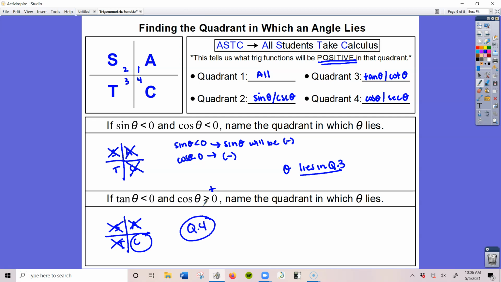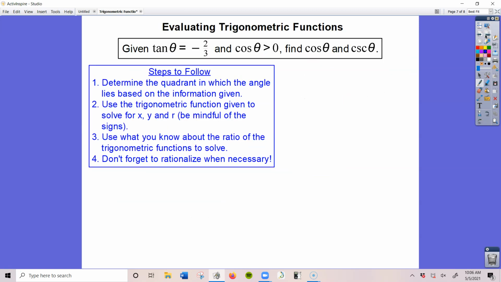Now let's see how we can apply all of this information. Here we are given that tangent of theta is equal to negative 2 over 3, and cosine of theta is greater than 0. We're going to solve here for cosine and for cosecant. So here are some steps for you to follow. First, we're going to determine the quadrant in which the angle lies based on the information given. So let's start off with that.